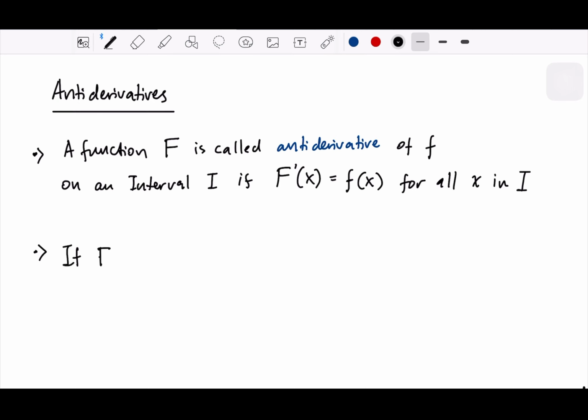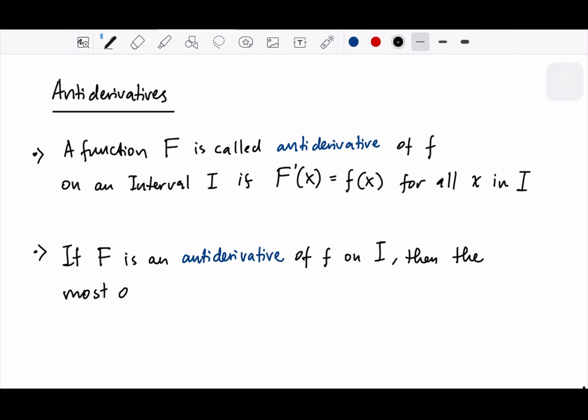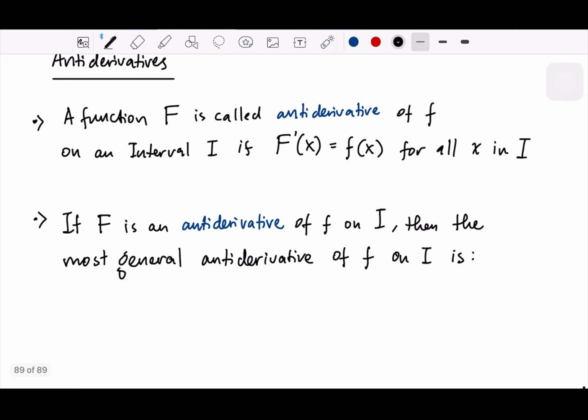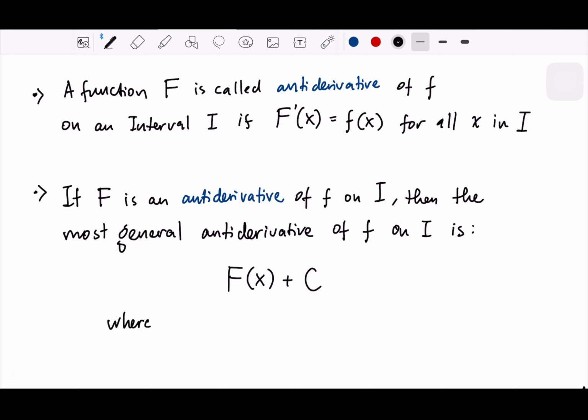So if the capital F is an antiderivative of f on interval, or maybe let me just write I, then the most general antiderivative of f on interval I is F of x plus c, where the c is a constant or an arbitrary constant.